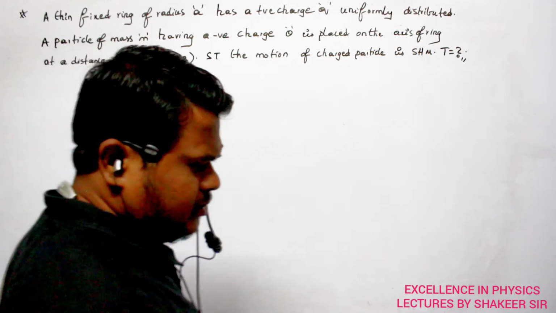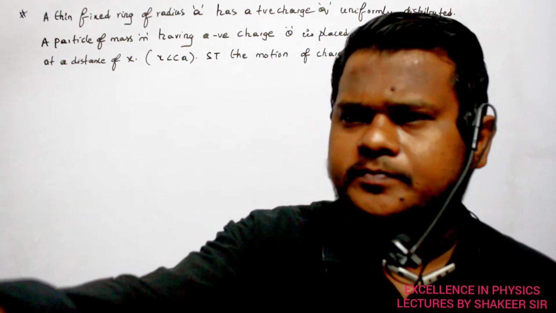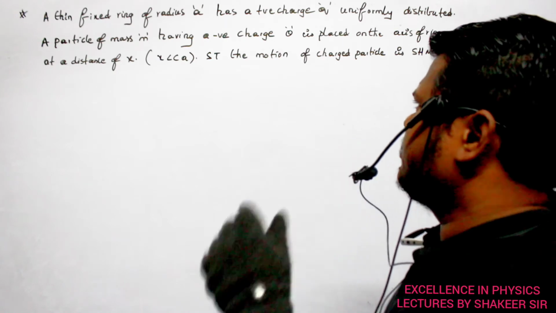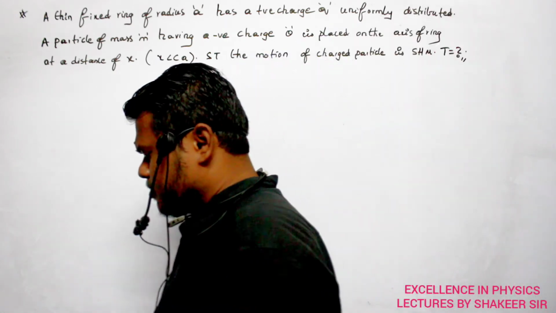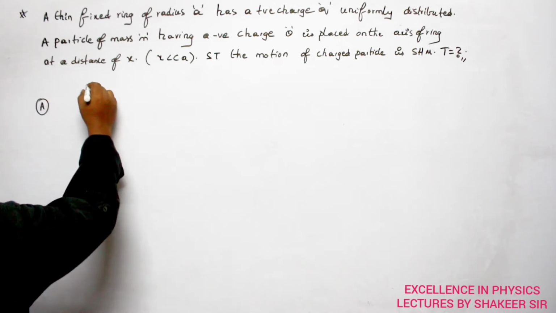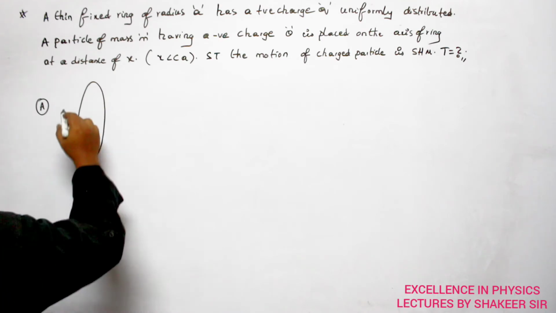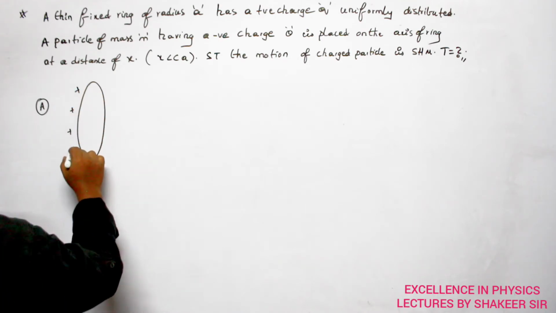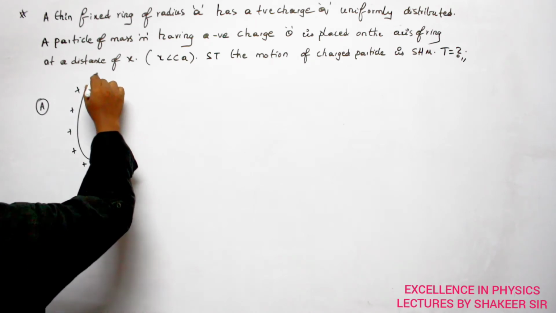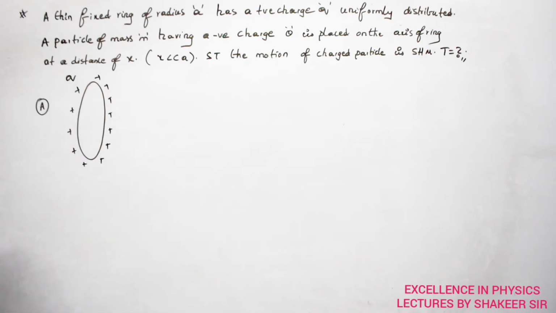Okay, so let us see what is the given question here. It is given that a thin fixed ring of radius A has a positive charge Q uniformly distributed over it. Consider this is the ring, a uniform ring. So charge is uniformly distributed on this ring. How much charge is distributed? Q amount of charge is distributed.